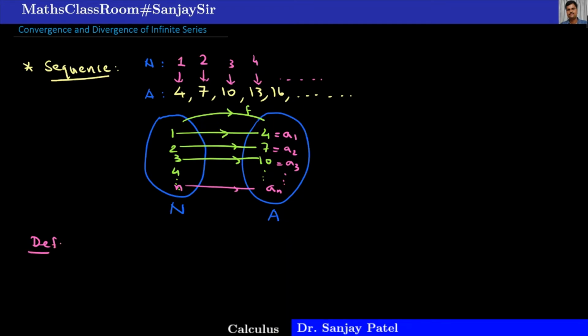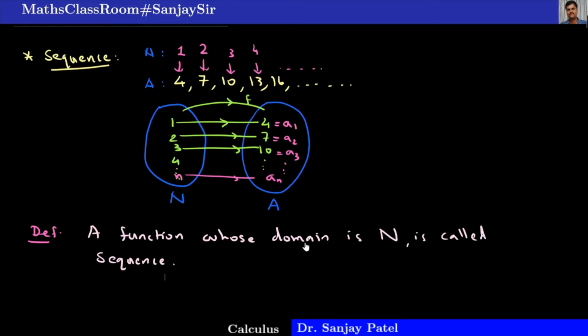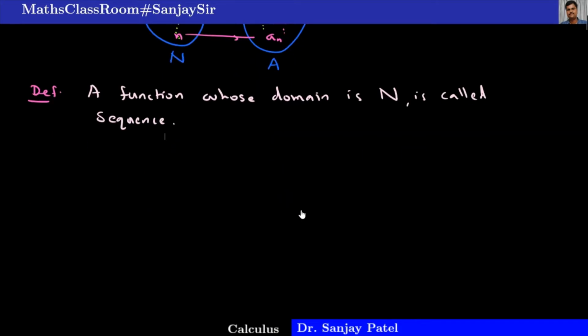So let us define what is a sequence. Any function whose domain is the set of natural numbers N is called a sequence. So this is the most important thing. Any function whose domain is the set of natural numbers is called a sequence.